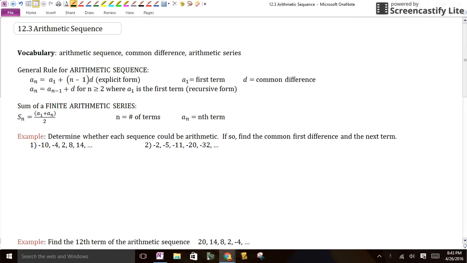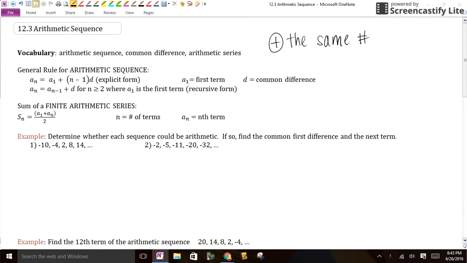So what are we going to talk about now? Arithmetic sequences. You've been dealing with sequences, or lists of numbers, and now we're going to talk about a special kind of list, a list where they add the same number every time. When they add the same number every time, it is called arithmetic, and there are some special formulas, which you can see right there, with the general rule and the sum.